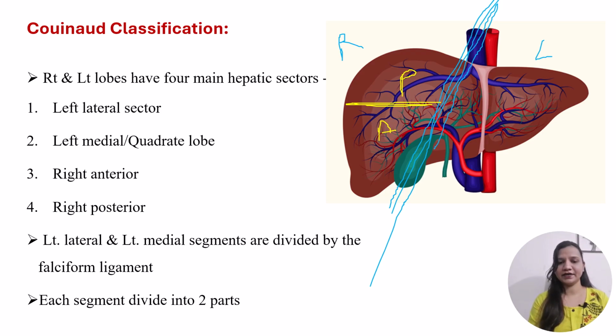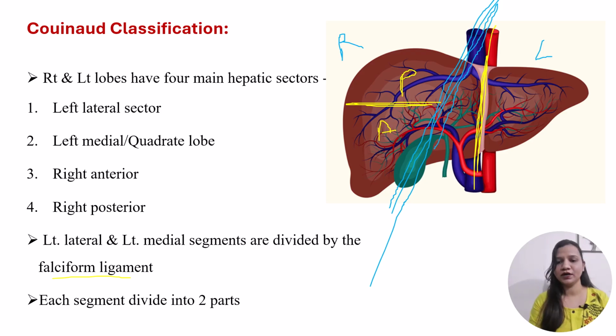These left lateral and left medial segments on the left lobe are divided by the falciform ligament. You can clearly see the difference: when we are discussing the anatomical division, the falciform ligament is used to divide the two lobes, right and left lobe. But here in the functional division, the falciform ligament is used to divide the left lobe only into two different segments.